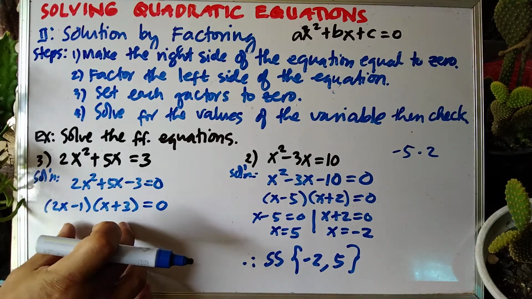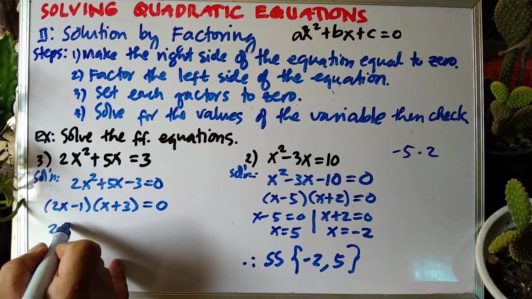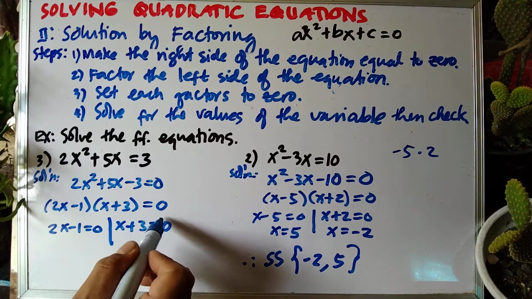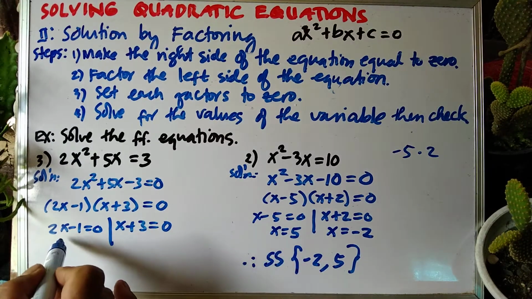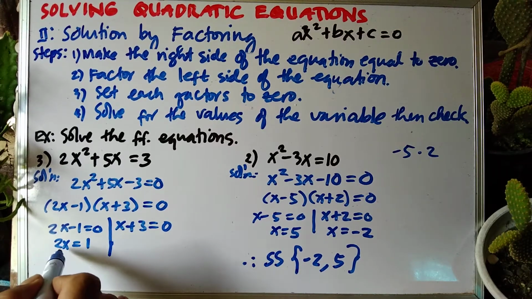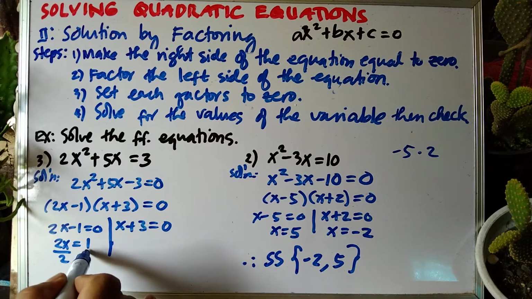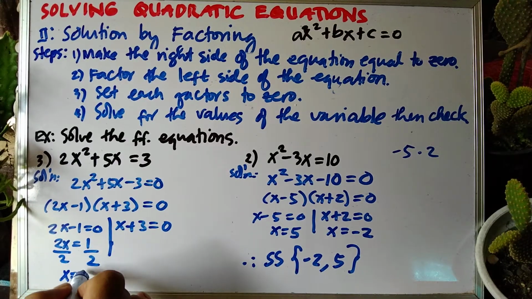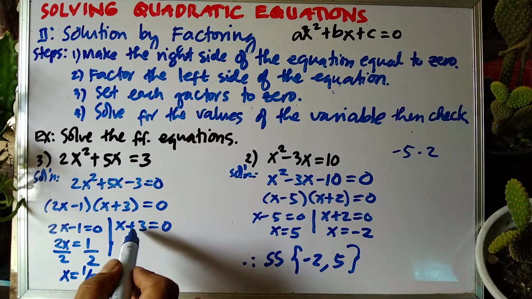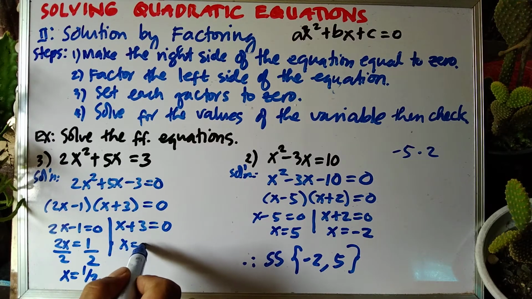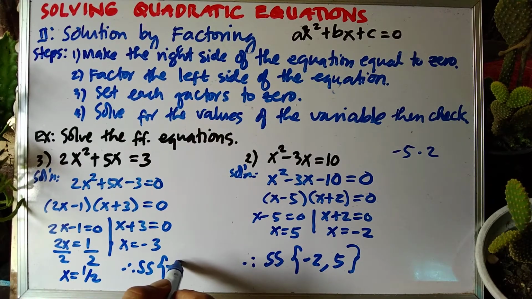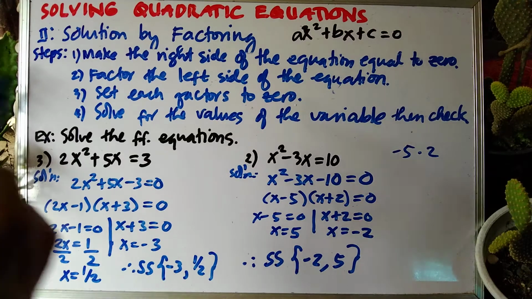Now, since we already obtained the factors, we set each factor to 0. So, 2x minus 1 is equal to 0. x plus 3 is equal to 0. Okay? Then, solve for the variable. Here, we need to transpose negative 1 to the right side. So, 2x is equal to 1. Then, divide both sides by 2. So, x is equal to 1 half. On the other factor, simply transpose positive 3 to the right side. So, x is equal to negative 3. So, therefore, the solution set is the set that contains negative 3 and 1 half.